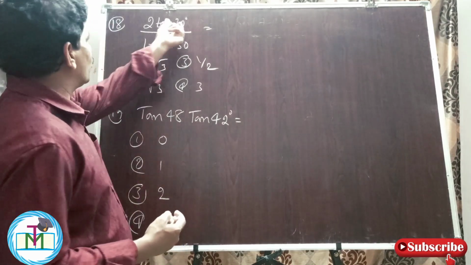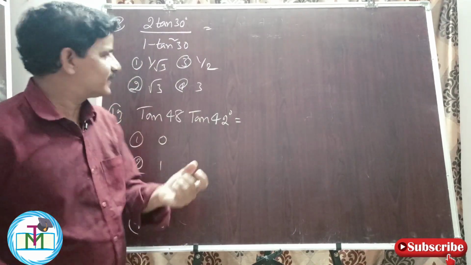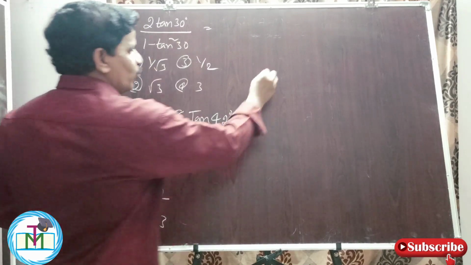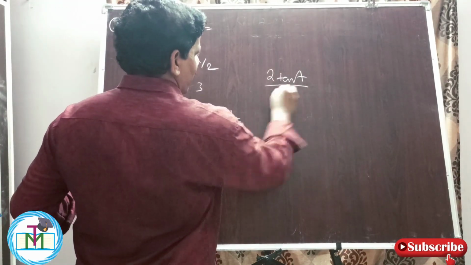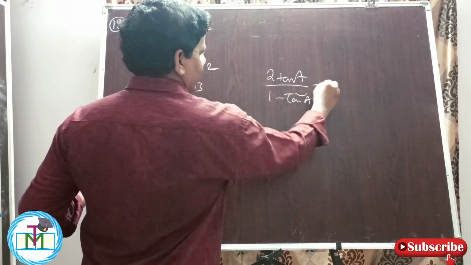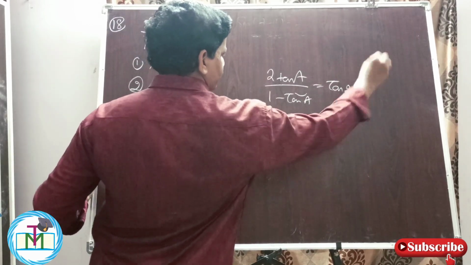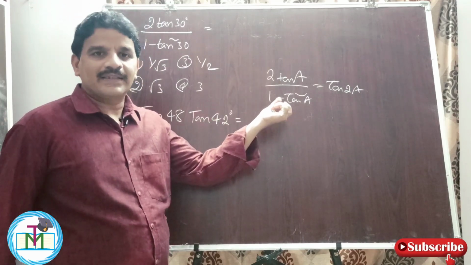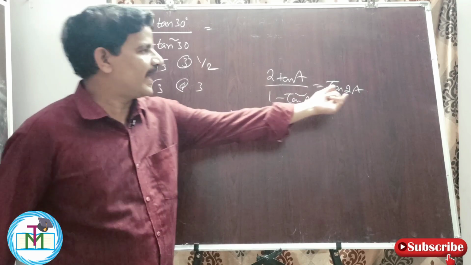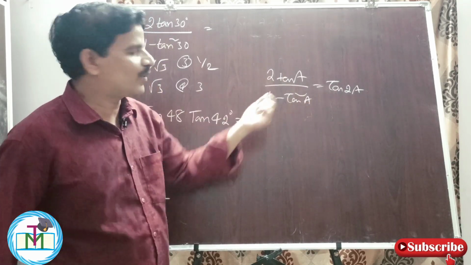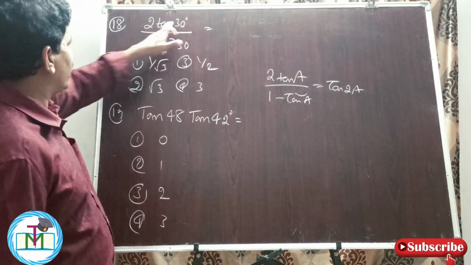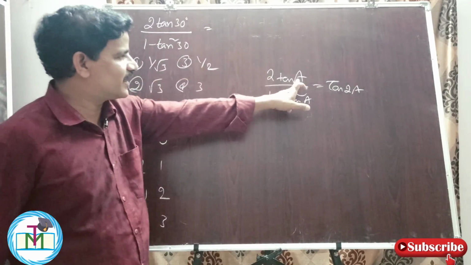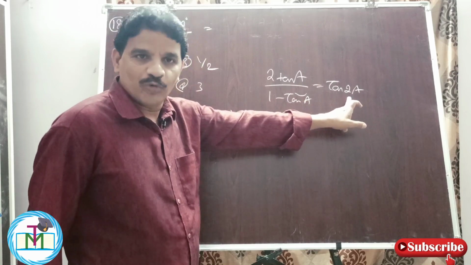Question number 18. 2 tan 30 by 1 minus tan square 30. This can be compared with 2 tan a by 1 minus tan square a. This is tan 2a. Or tan a plus b is equal to tan a plus tan b by 1 minus tan a tan b. So from that we got tan 2a. Tan 2a is 2 tan a by 1 minus tan square a. So here 2 tan 30 by 1 minus tan square 30 means a is equal to how much? 30 degrees. Here a is 30. 30 into 2, 60.